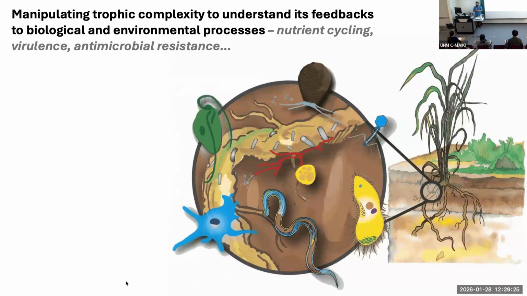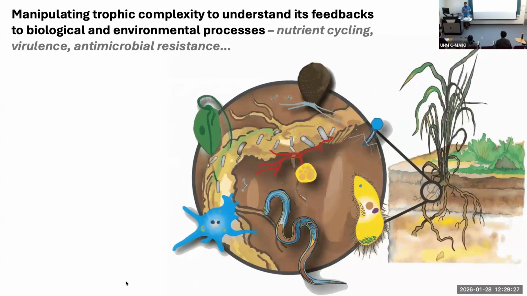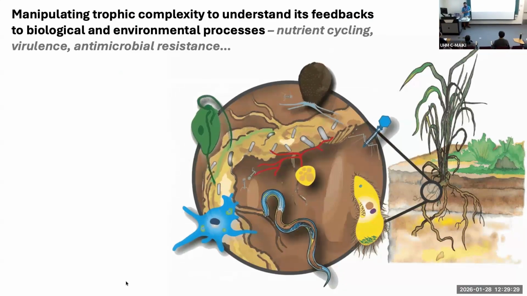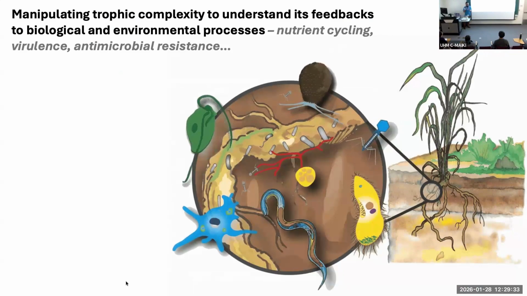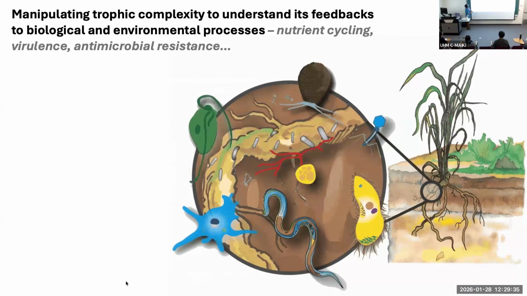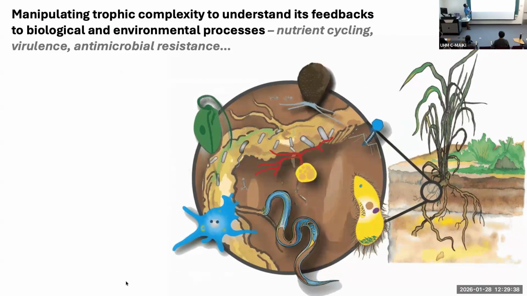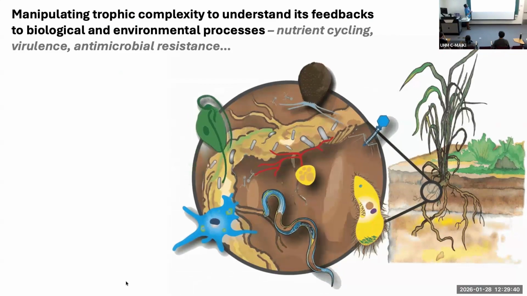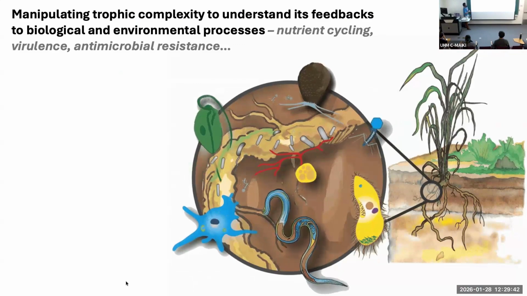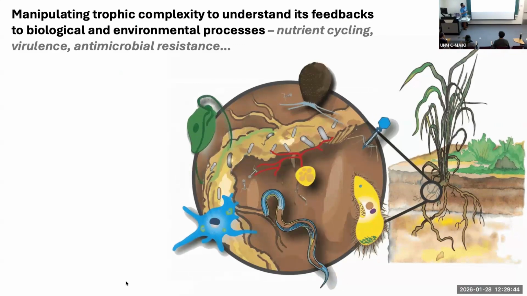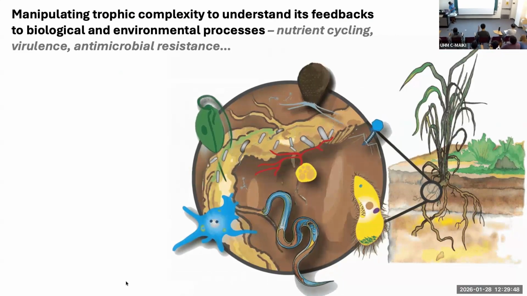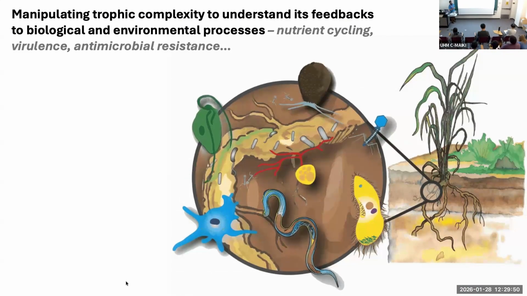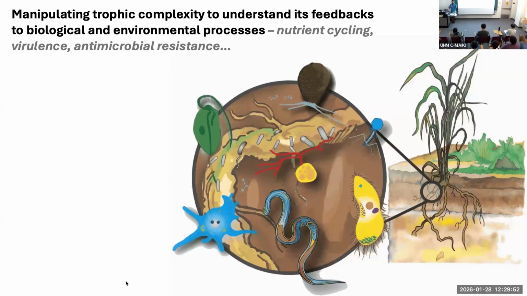That takes us to my next project or idea, that some of you know about already, which is manipulating trophic complexity to understand its feedbacks to biological and environmental processes. We wanted to know what will happen if we can manipulate what you see in this image and how this will affect nutrient cycling, virulence, antimicrobial resistance, and more.